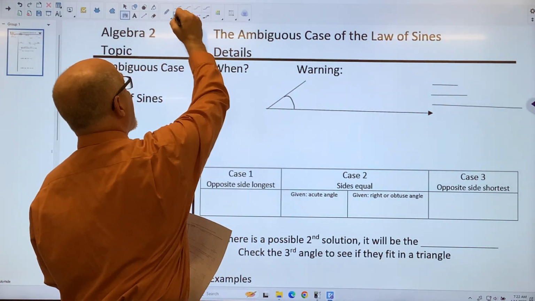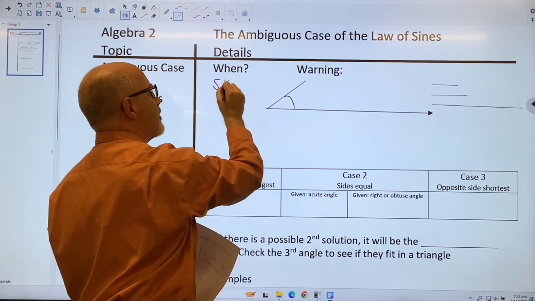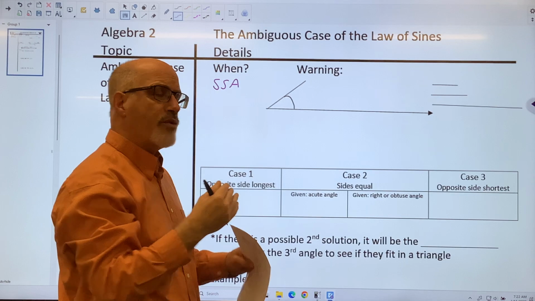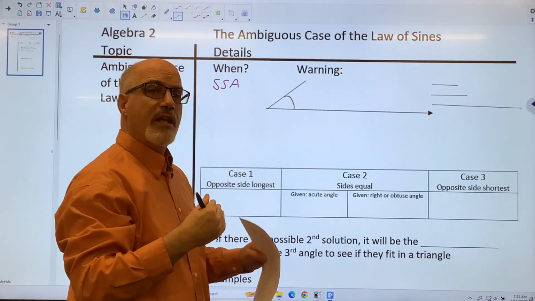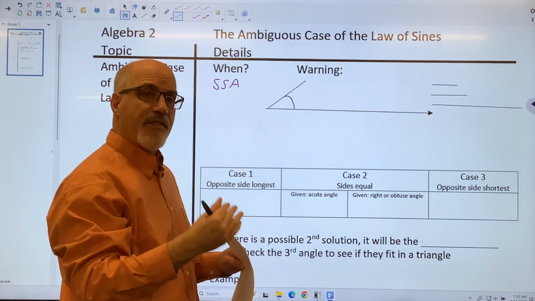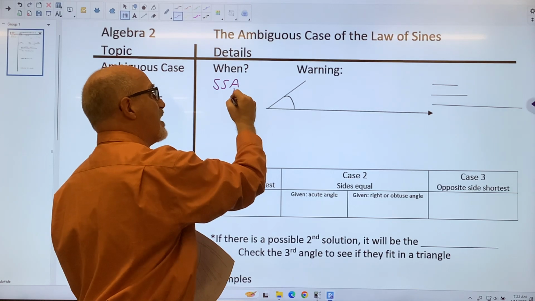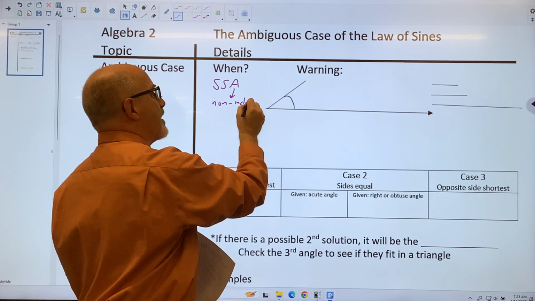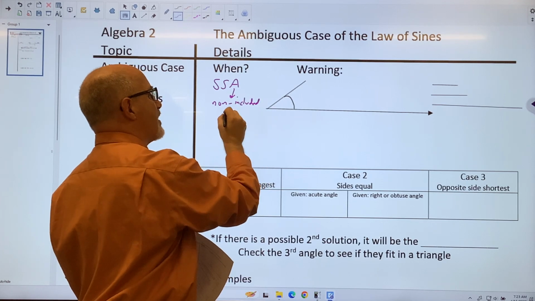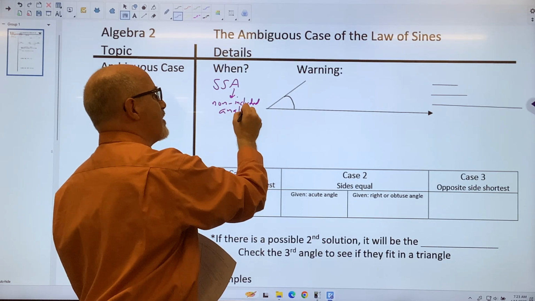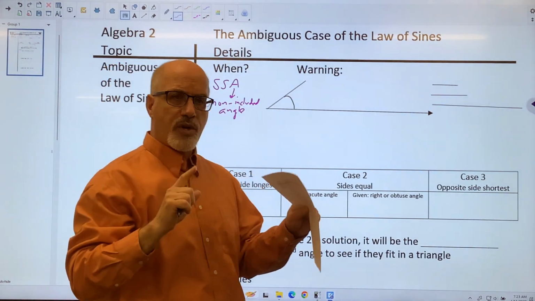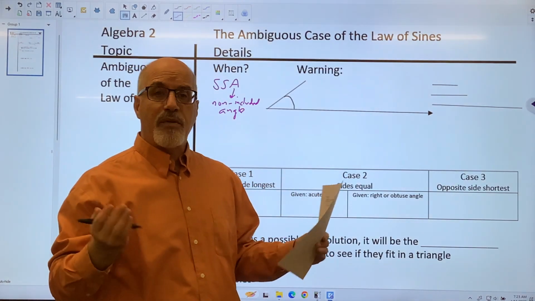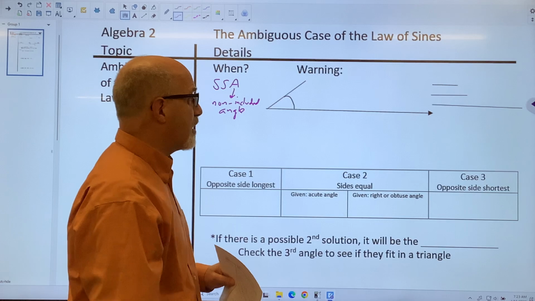Now, side-side-angle, if you recall from geometry, does not lead to a specific triangle. In fact, in proofs, we can't use side-side-angle because it's not a definite triangle, when you have a non-included angle. The angle is not between the two sides. So if you're given a triangle, two sides, and the angle's not between the two of them, that could be a number of possibilities for what the triangle could be.